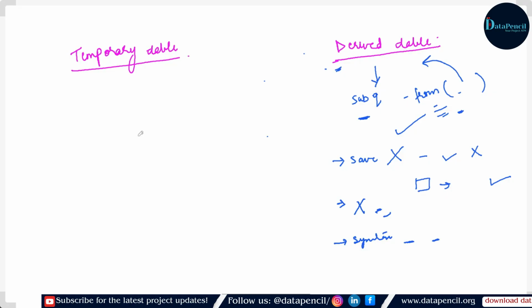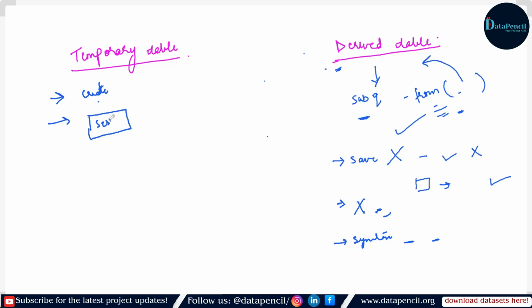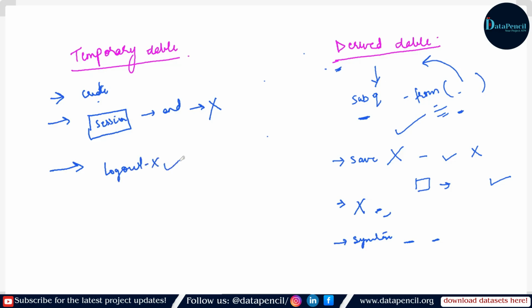Now come to our temporary table. So what is a temporary table? It is a table that we create. Now the question comes, what is the life of this temporary table? The life of this temporary table is for that particular session. When the session ends, then the existence of this temporary table will also end. It means it will be automatically deleted when we log out from our session.